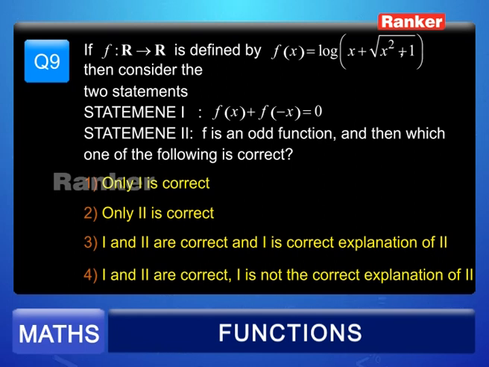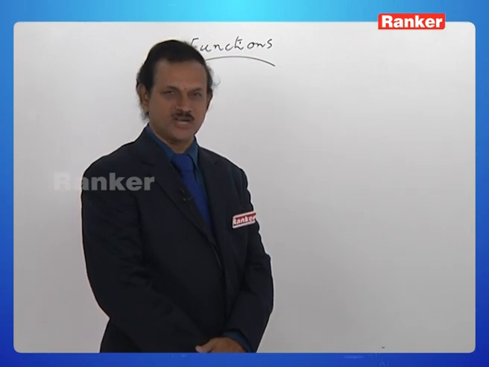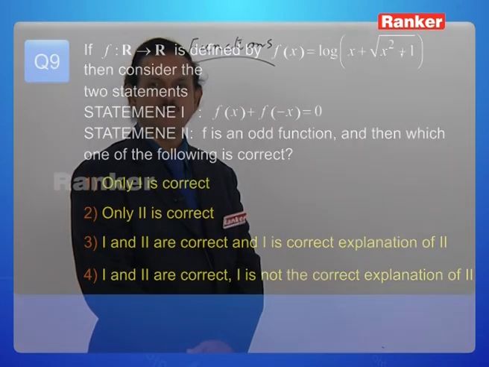Let us see. Statement 1 is f of x plus f of minus x is 0. Statement 2 is f is an odd function, and then which one of the following is correct, he is asking of the question. Two statements are given. Regarding those two statements and the function, he is giving four options.